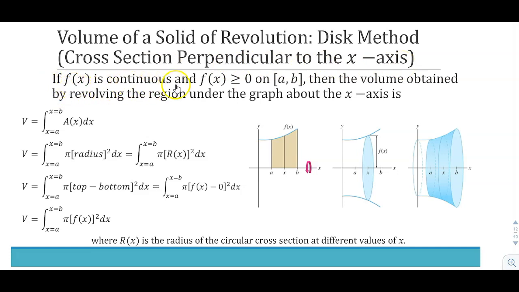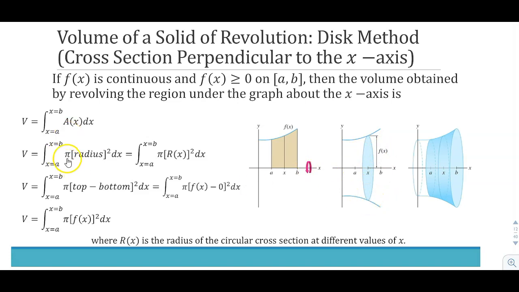If f of x is continuous and f of x is greater than or equal to 0 on the interval from a to b, then the volume obtained by revolving the region under the graph about the x-axis is given by, so here the volume is still going to be equal to the integral from a to b of the area function in terms of x dx. But the area is going to end up looking like a circle. So if we take a region that's above the x-axis and continuous, and we think about rotating it around the x-axis, the cross-section will look like a circle.